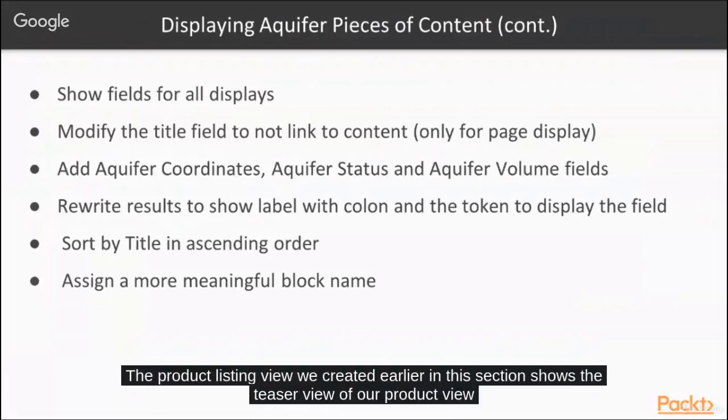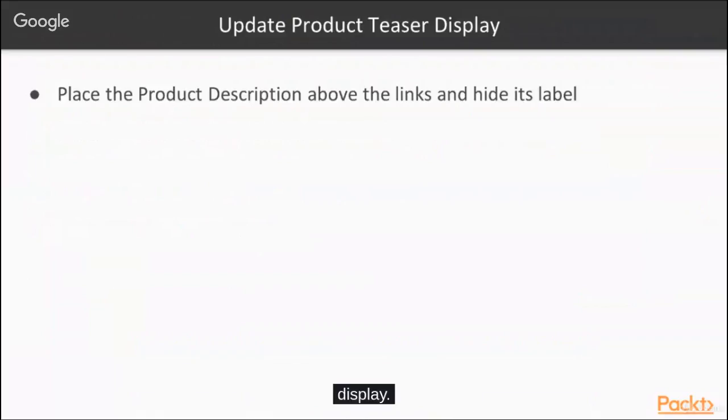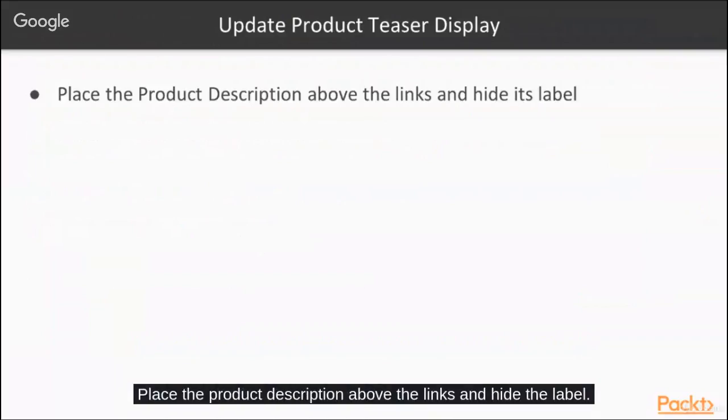The product listing view we created earlier in this section shows the teaser view of our products. View that listing and take note that the only information displayed is the title. Update the product teaser display. Place the product description above the links and hide the label.